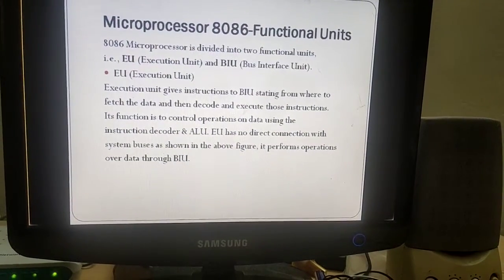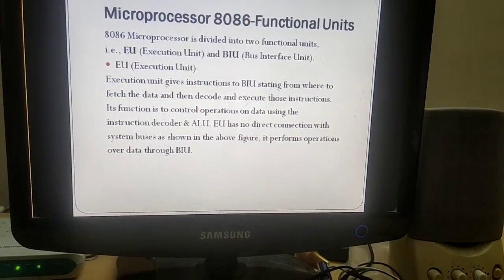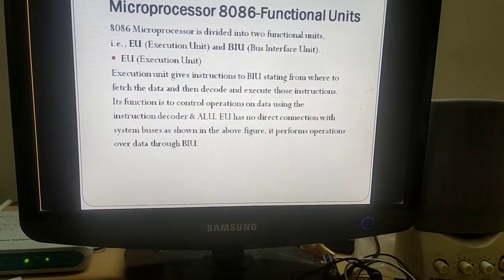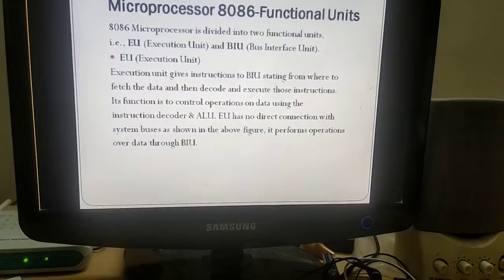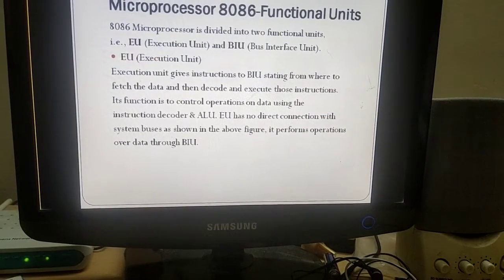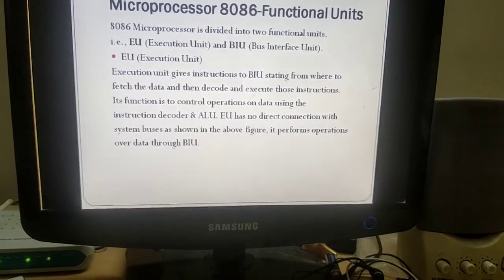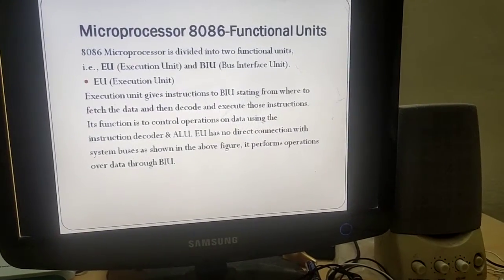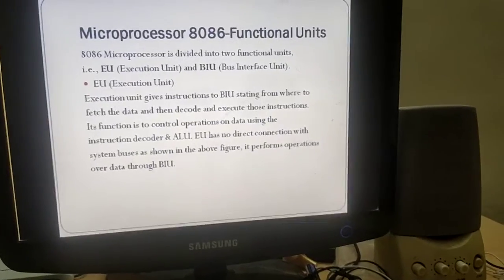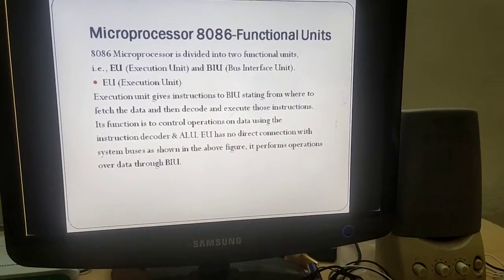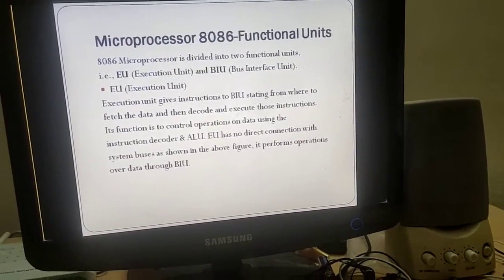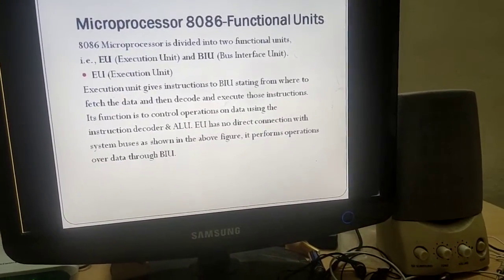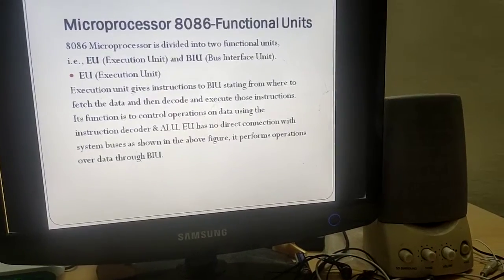The execution unit gives instructions to the bus interface unit as to how to fetch the data, where to fetch the data, then read the data and execute these instructions. So it is the one that gives instructions. The bus interface unit cannot work on its own. So the execution unit has to give instructions to the bus interface unit. It has to give directions like how to fetch the data, read, that is decode, and execute it.